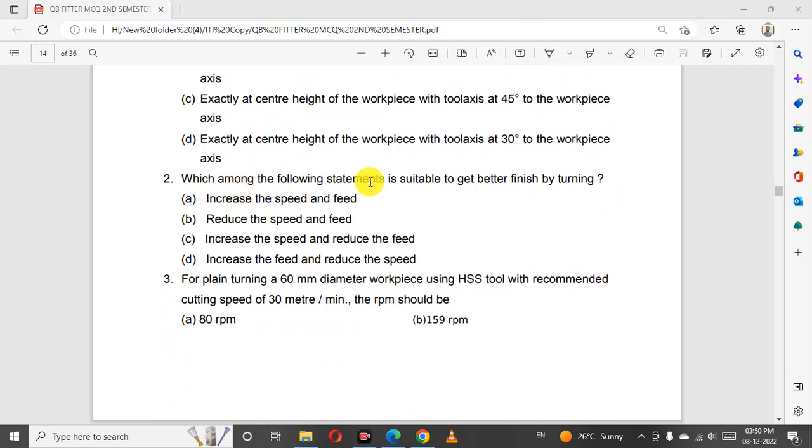Which among the following statements is suitable to get a better finish by turning? Increase the speed and reduce the feed.